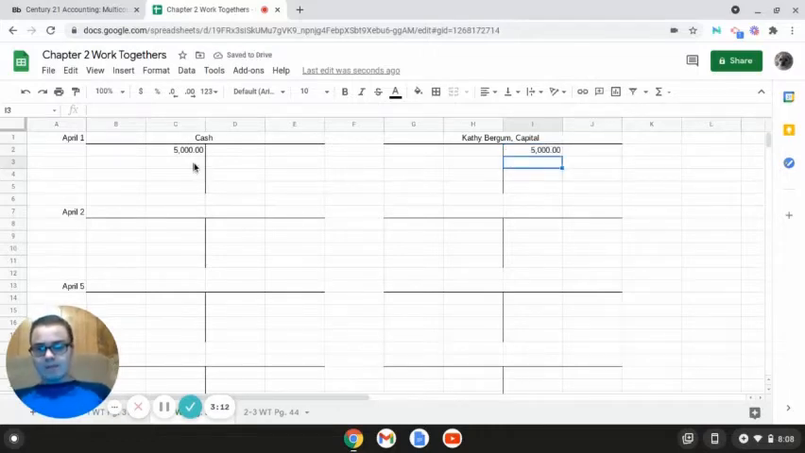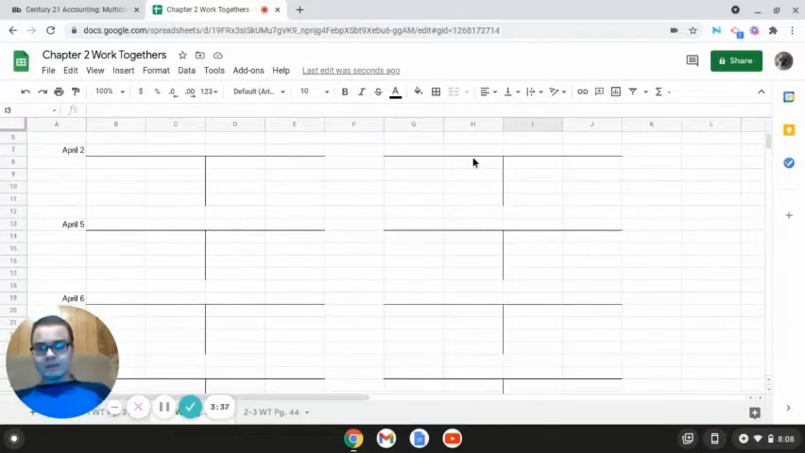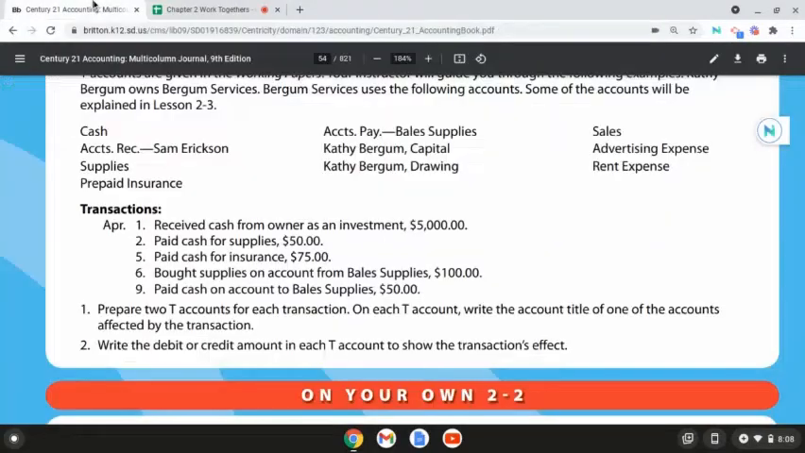Now, if you remember from when I read over the 2-2 text, both of these accounts are being increased. That's because since cash is an asset, it increases by a debit and decreases by a credit. Whereas on the flip side, the owner's capital account is part of owner's equity. So that means it increases by a credit and decreases by a debit. All right, so that was the first transaction.